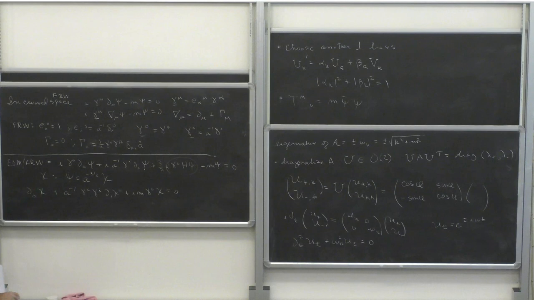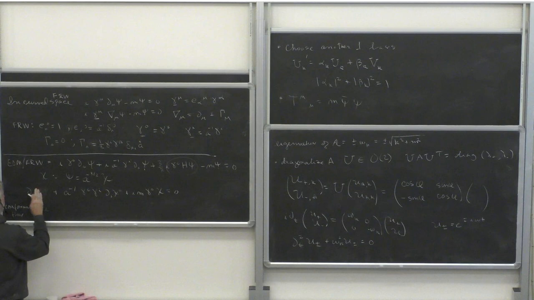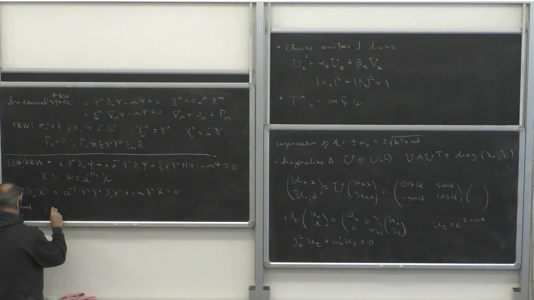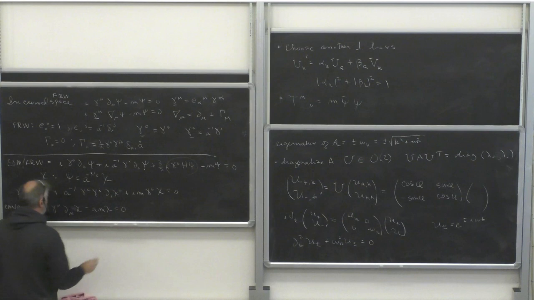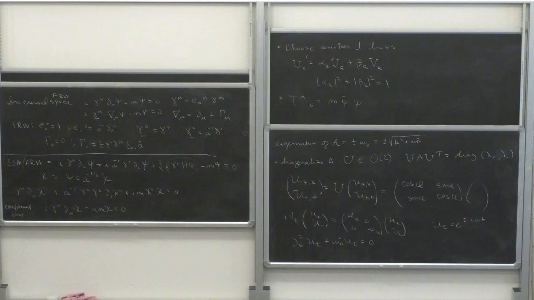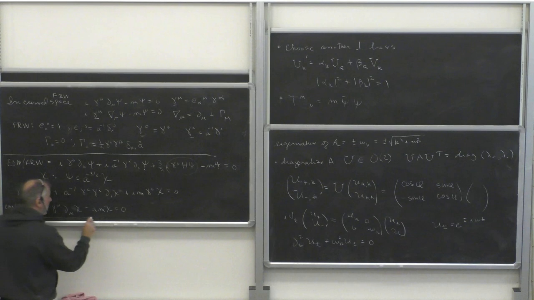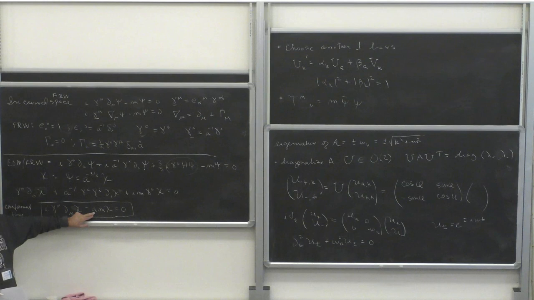Now I'm going to go to conformal time. And in conformal time, I guess I'll remultiply by i. I lost a gamma 0 here, sorry. It's i gamma mu d mu chi. So I've gone through a lot of stuff, and ended up with something that looks like a Dirac equation, except for the factor of a in the mass term.